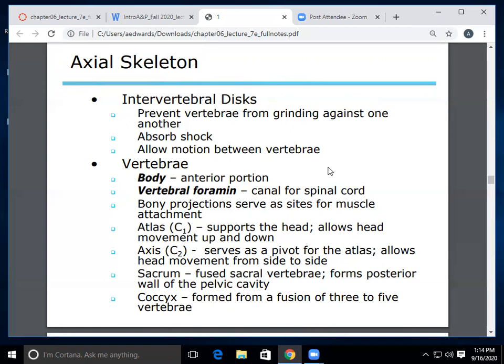Okay. All right. Your sacrum, so let's go to the other end of the spinal cord. Sacrum. You have sacral vertebrae that are fused together. And it forms the posterior wall or back wall of the pelvic cavity. And you have your coccyx. And it's 3 to 5 vertebrae that have been fused together.